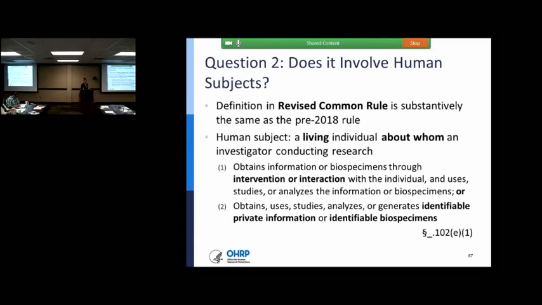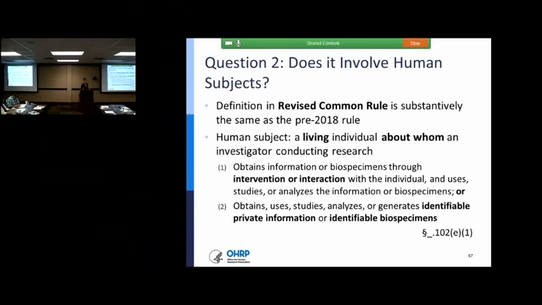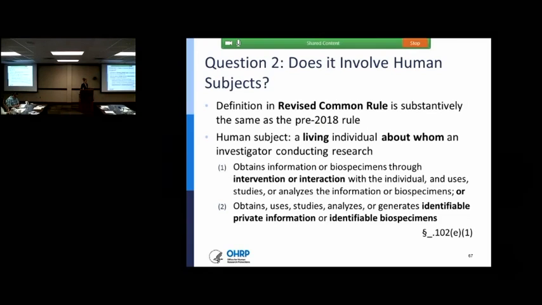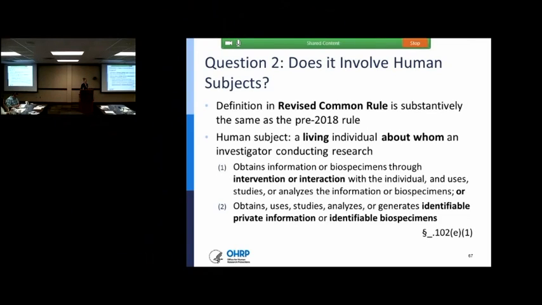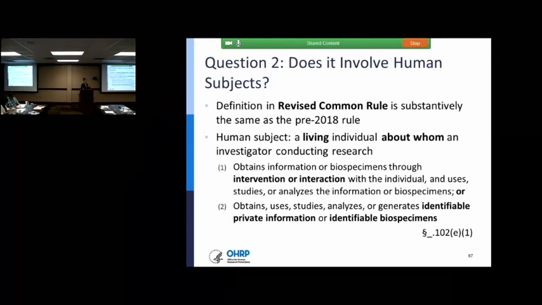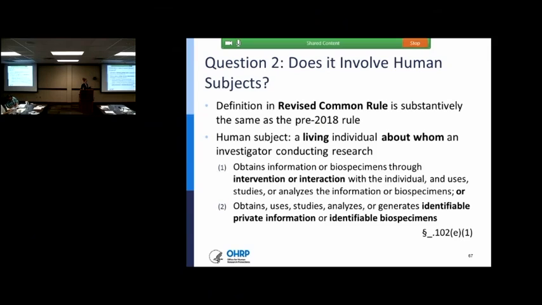Essentially what you'll see is that places where it may have said data or information before, it is now information or biospecimens. This isn't a change on our part in what we consider the definition of human subject to be. This was just provided for the sake of clarity in the definition. So when you read through it, it seems like it covers what we had previously considered to be human subjects research. It's just explicit now in the definition.